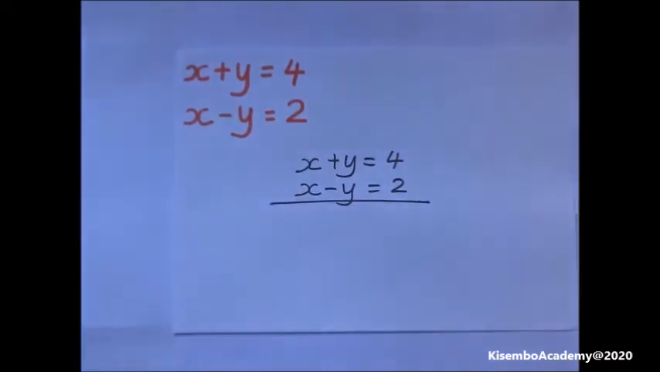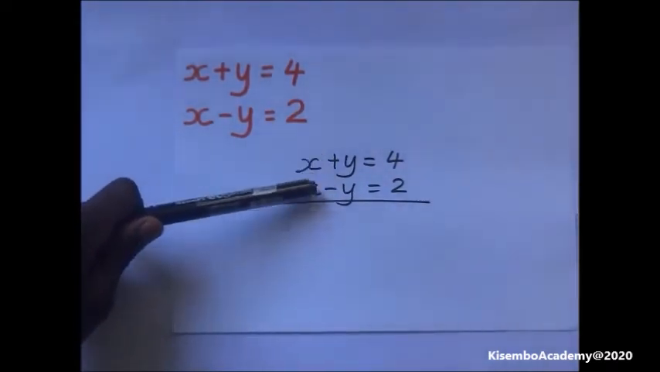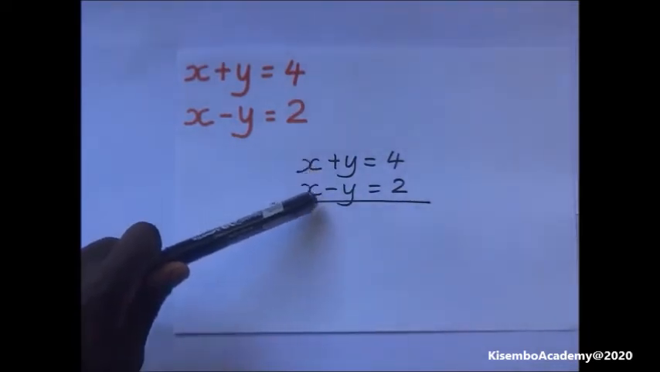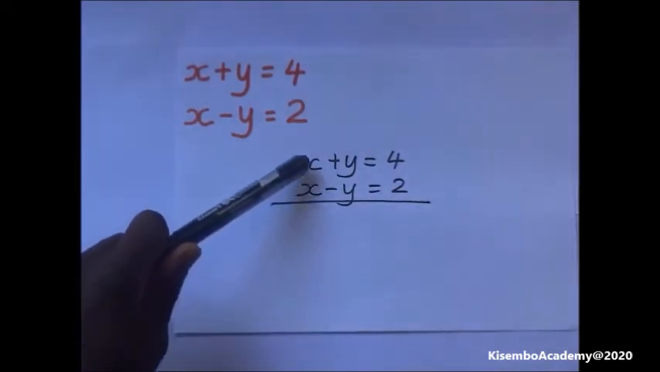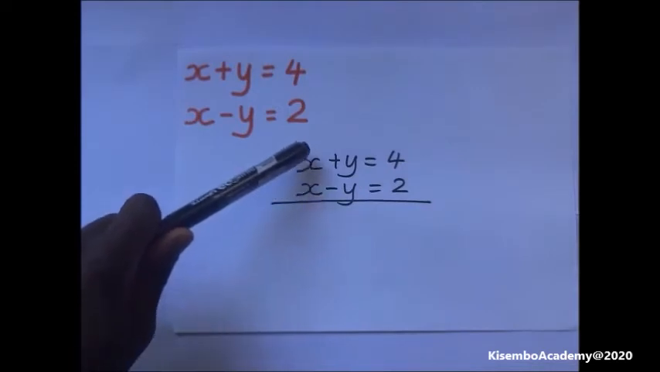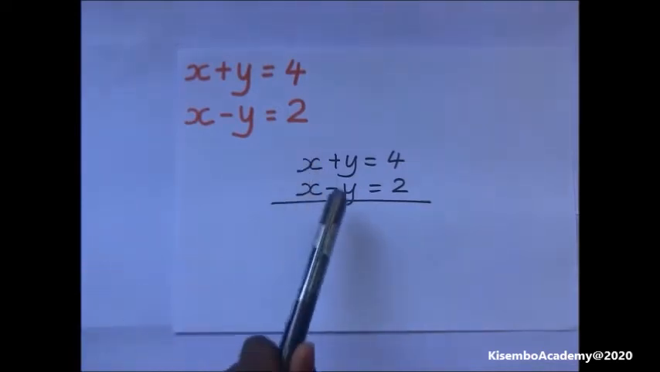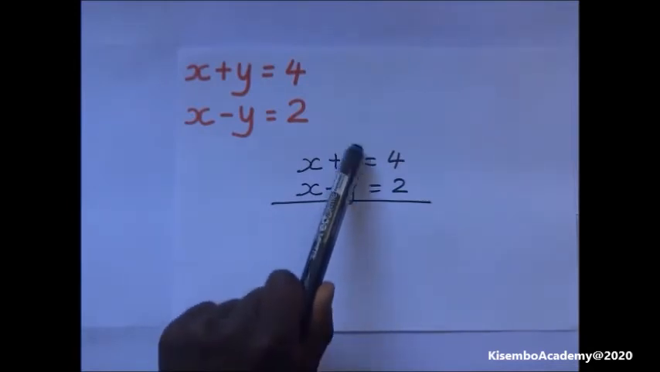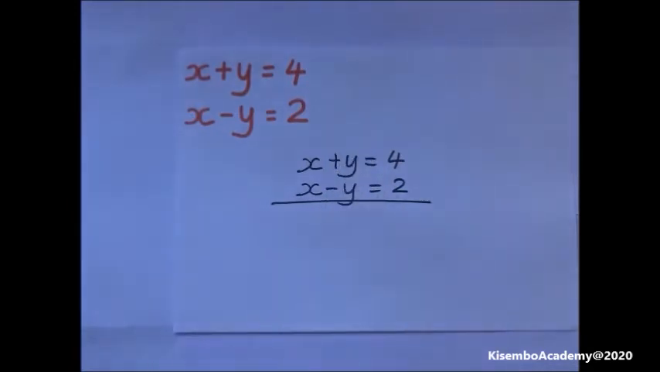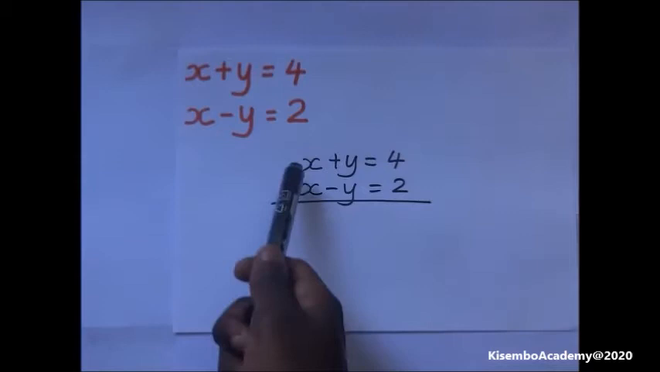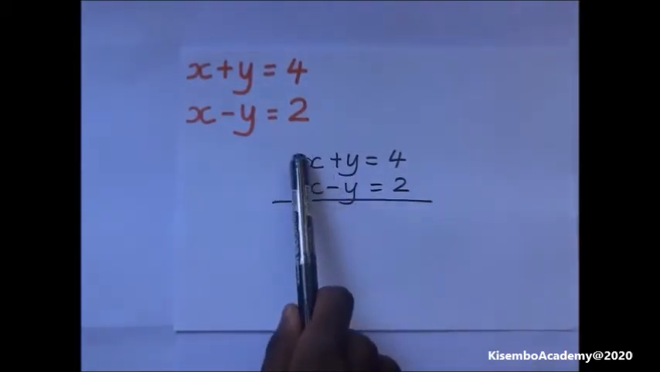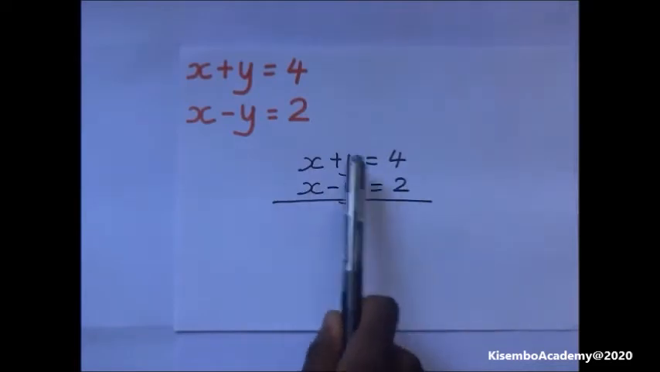Because in this case, if we subtract x minus x, we shall get 0 here. So since x minus x will be giving us 0, it means we will have eliminated x. And if we will have eliminated x, it means we shall be remaining with only y. And if we can only remain with y, then we shall be able to get the value of y. So since x minus x gives us 0, we are going to do it throughout. We are going to subtract this from that.